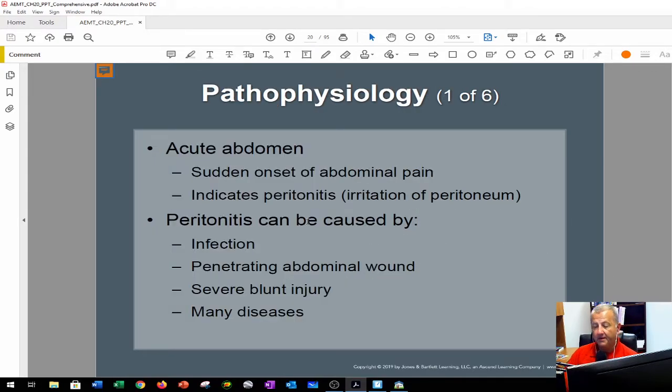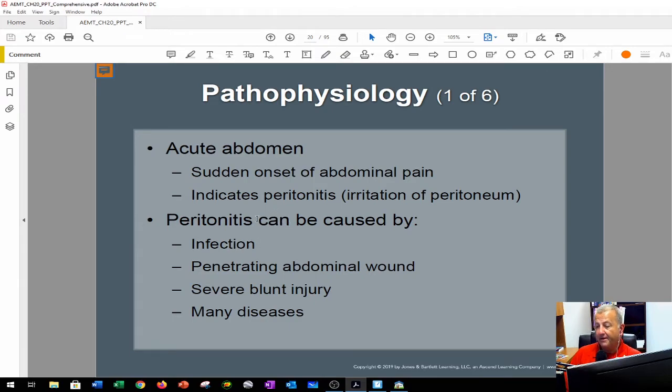All right, let's talk about the acute abdomen. So acute abdomen just means I'm feeling great, everything's going good, and bam, I get hit with abdominal pain. So it's acute pain felt in the abdomen. And then they talk about peritonitis. We can break the word down and see it has itis, so we know that there's infection involved.